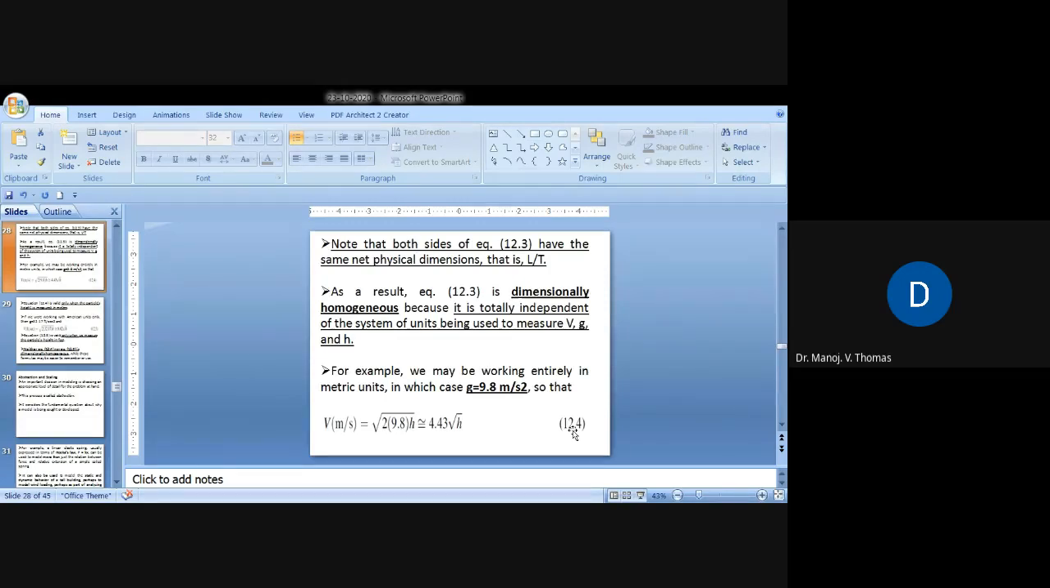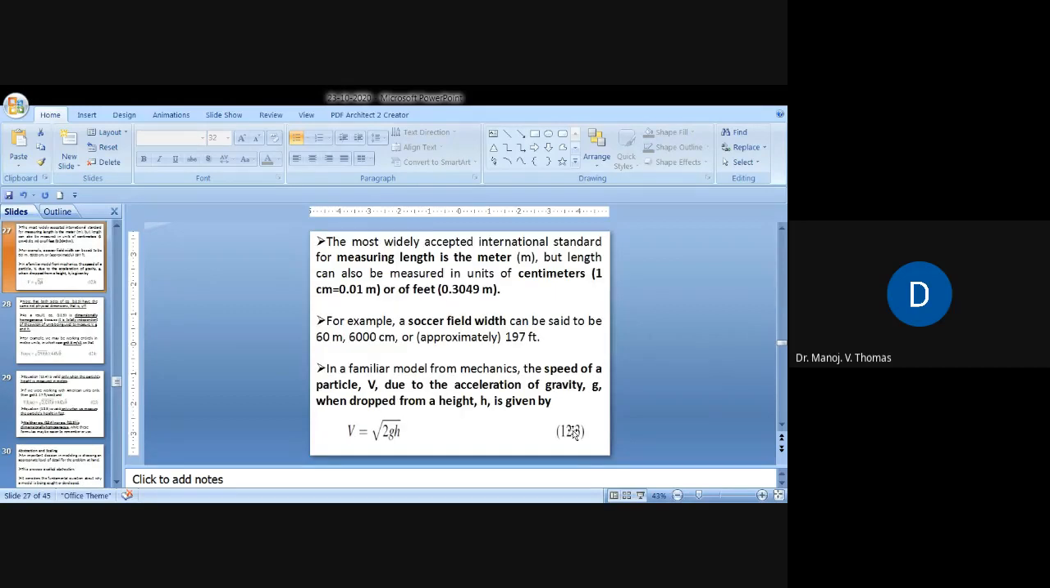Now look at both sides of the equation: what is the net physical dimension? Velocity. Velocity is the distance covered per unit second, so meter per second is the unit. So the dimension is length divided by time. So that is the left side: velocity is length divided by time.